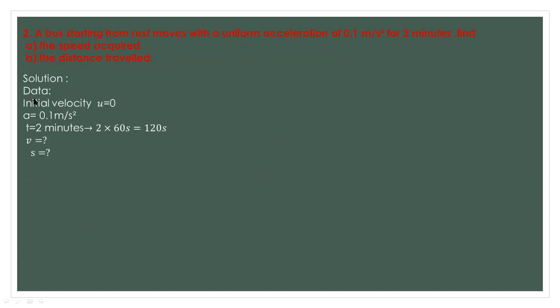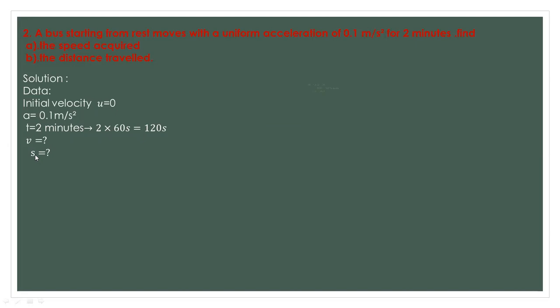So first we shall collect the data. Initial velocity: the bus started from rest, so the initial velocity becomes 0. Then the acceleration of the bus is 0.1 meter per second square. Then time is given, that is 2 minutes. You can convert it into seconds, that is 2 into 60 seconds, equal to 120 seconds. Now you want to find out the speed as well as the distance.